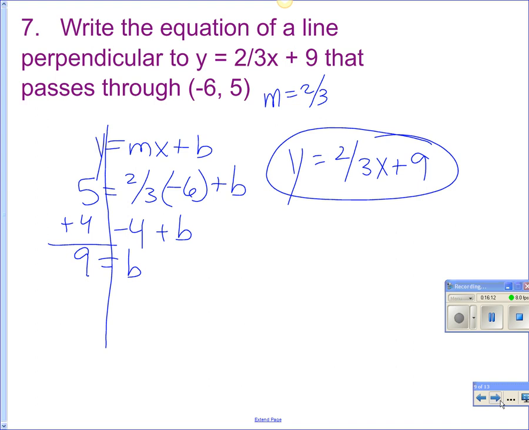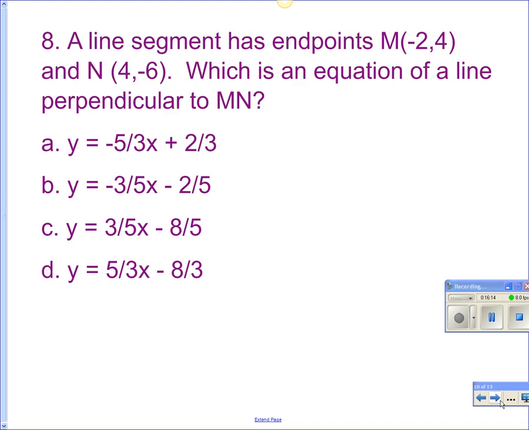Okay, last two. Number 8, a line segment has endpoints M and N. Which is an equation of a line perpendicular to MN? Let's see. Tamara, tell me something that you could do to start out this problem. Underline what? Good. So perpendicular is going to be really important. Andrew, what does perpendicular mean? Flip and change it. Good.